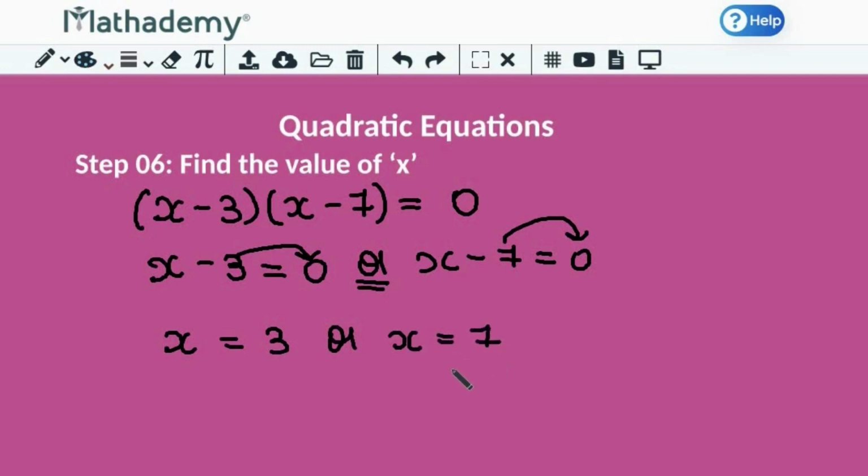This was our ultimate aim, and that is what we have found. We have found the values of x. That is, we have found the roots of the quadratic equation.